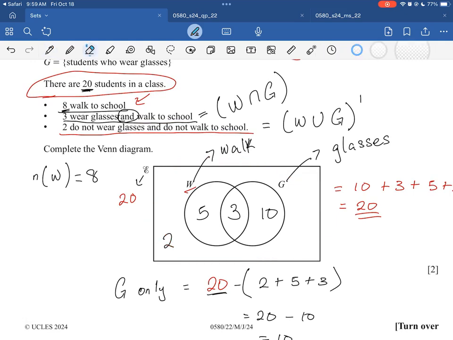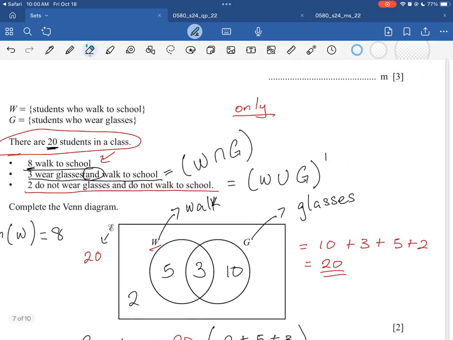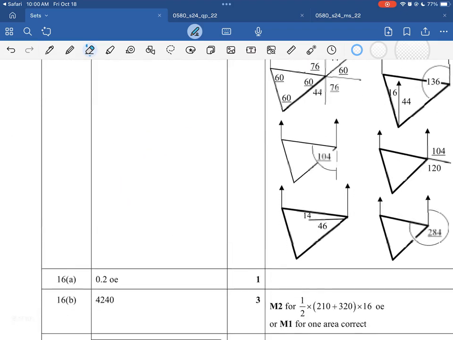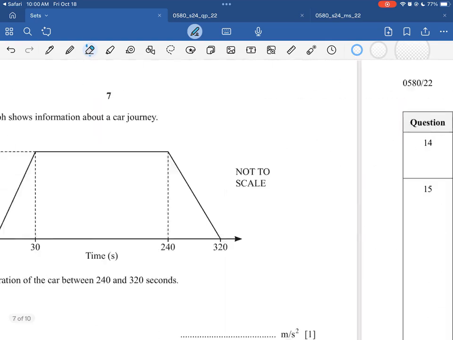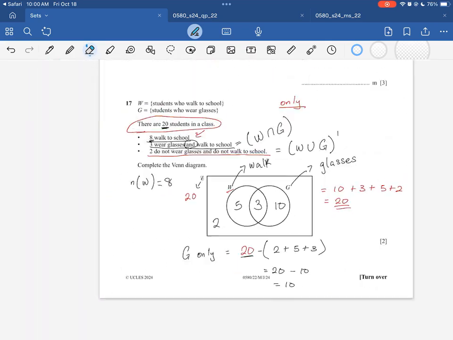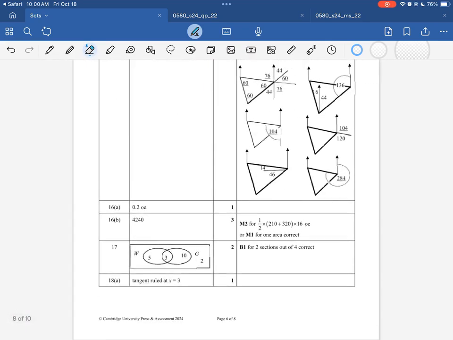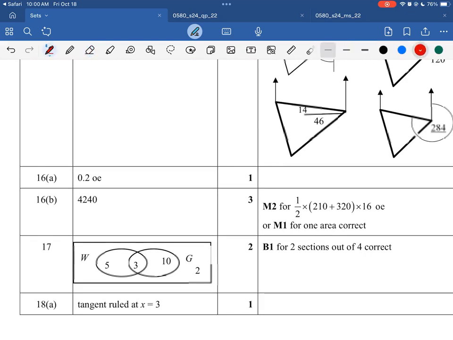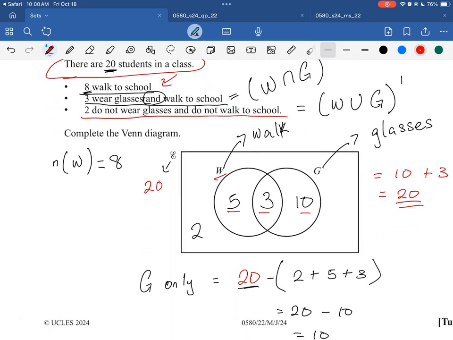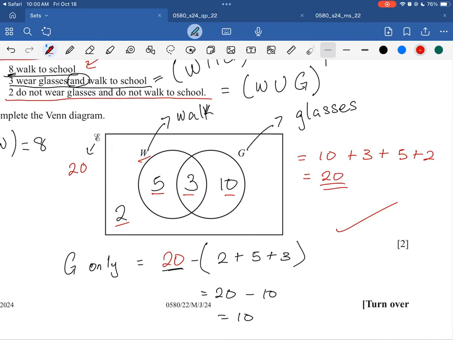So the diagram should be correct. Now go to the mark scheme. Your mark scheme number, what number is that? Number 17. Okay, yes. So look, they have here 5, 3, 10. 5 is W only, 3 is the intercept, 10 is G only, and 2 is outside. So here we have 5, 3, 10, and 2. So we got this question correct.